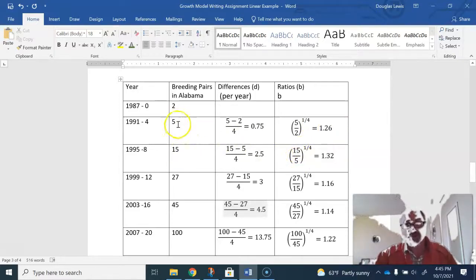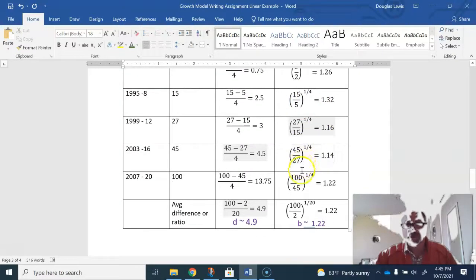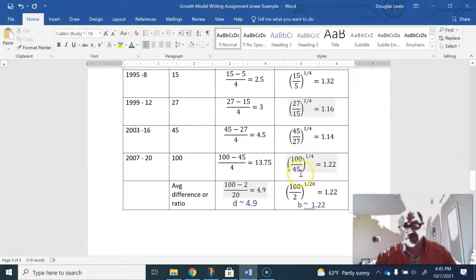And that's also a 4-year span from 91 to 95. So we had to take that to the 1/4 power. So every one of these is a 4-year jump. So I did a division, and then I raised it to the 1/4 power to find out what that ratio was. This makes it a 1-year ratio. This is annual then.